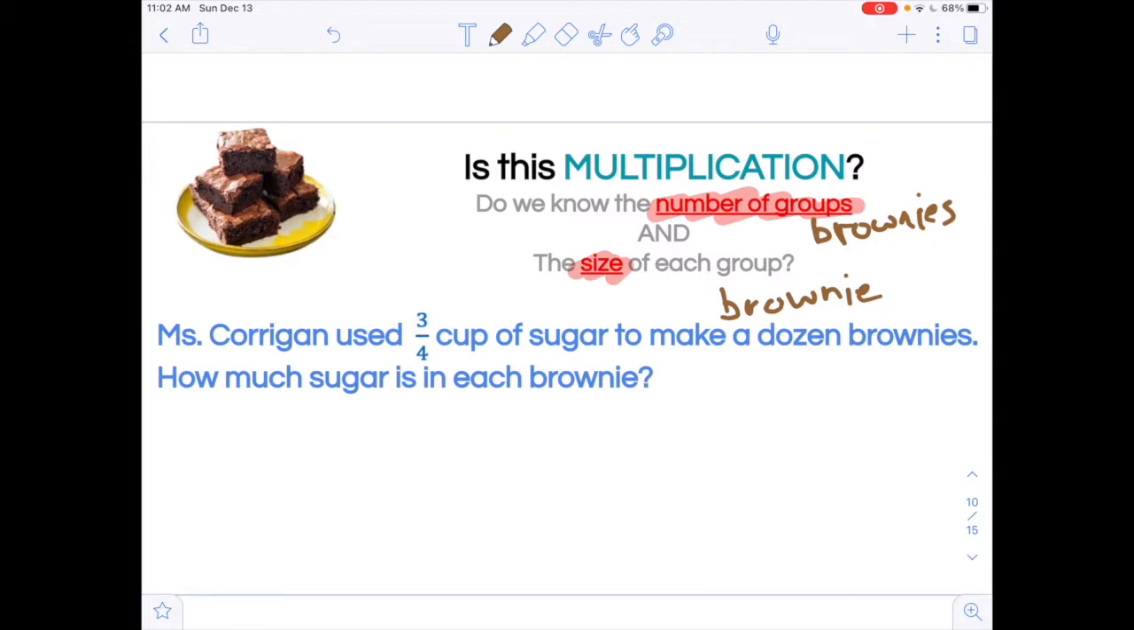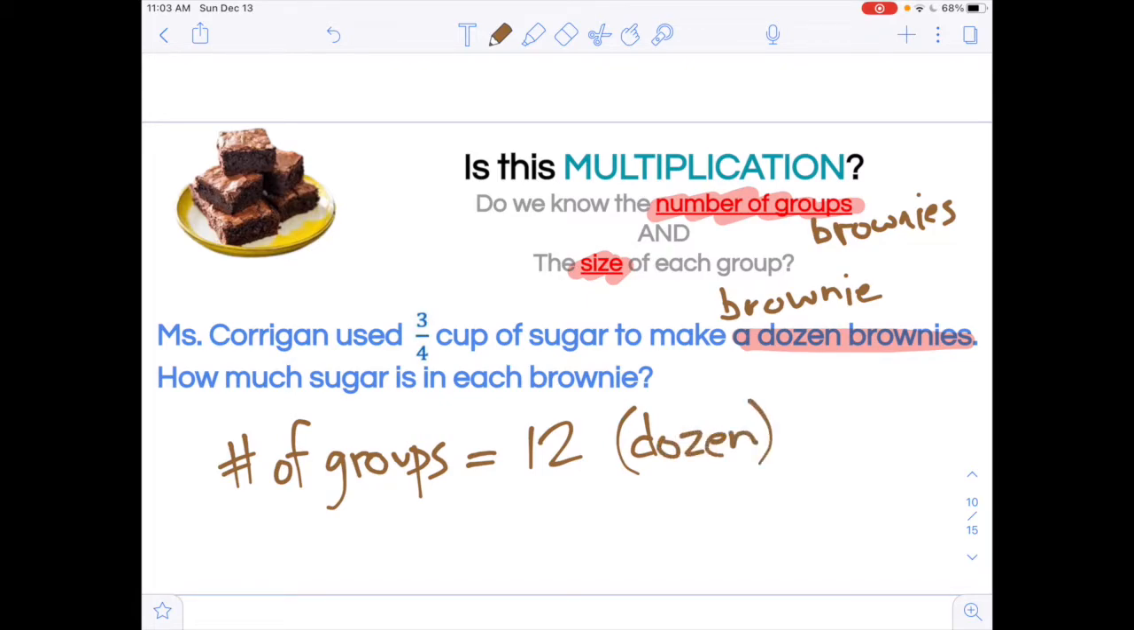So do we know the number of groups? And the answer is yes. You have to look kind of careful. How many brownies is she making? She's making a dozen brownies. So we know that the number of groups is 12 because 12 is a dozen.